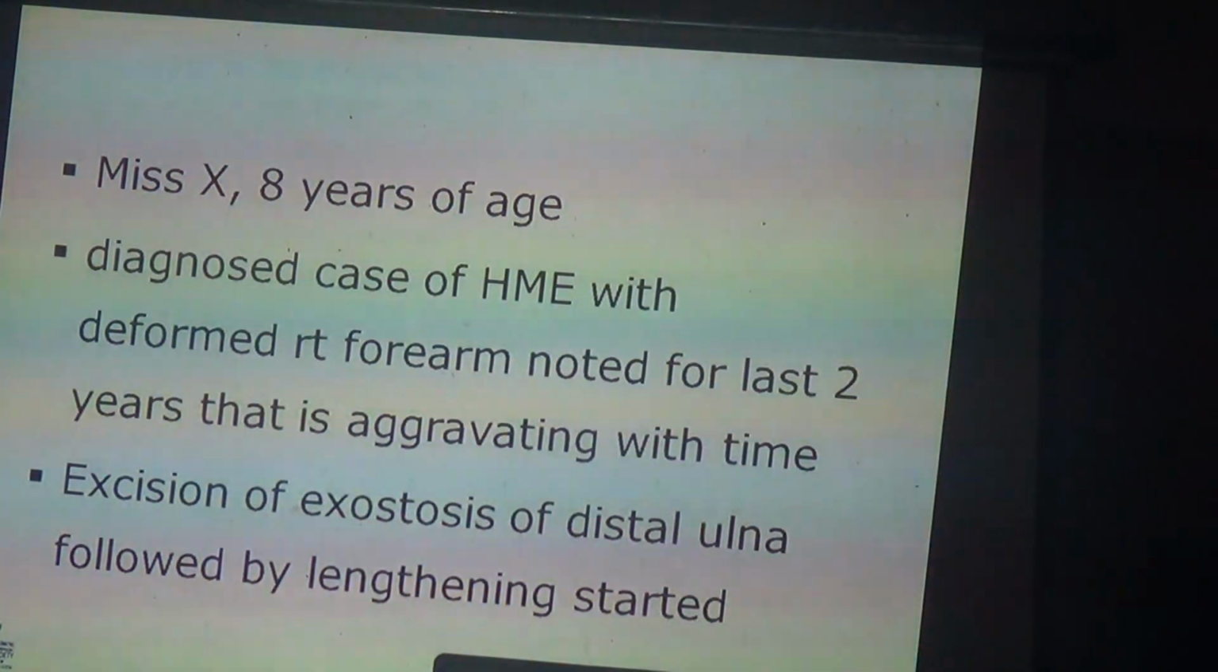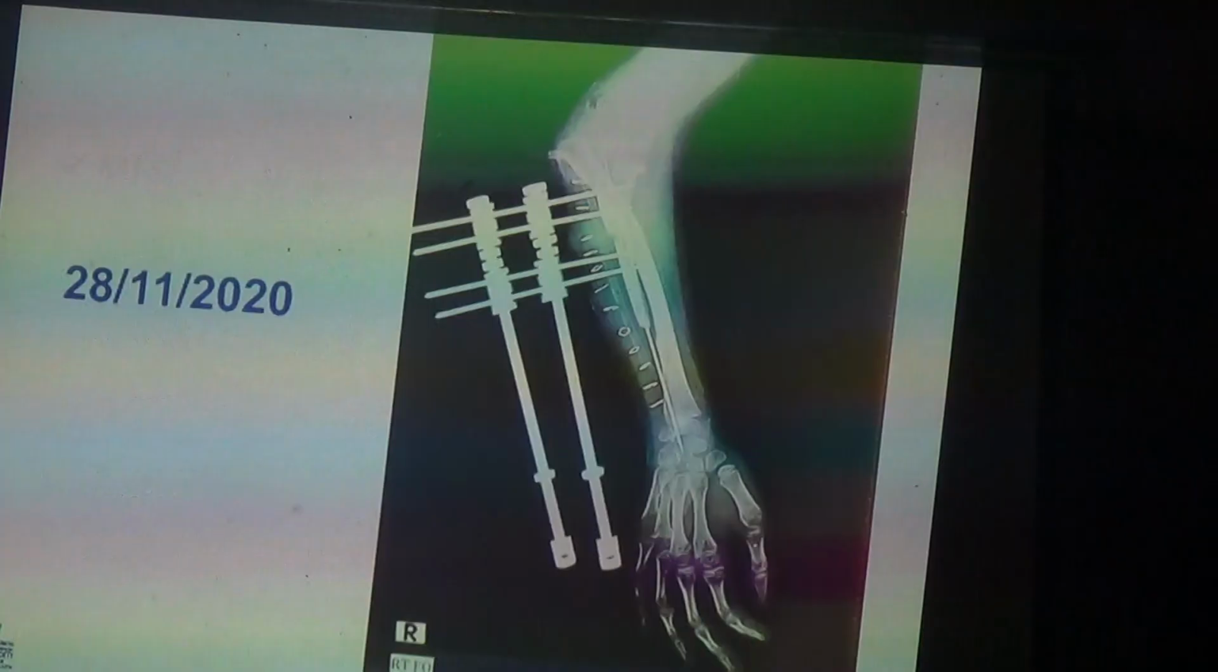So my patient is an 8 year old girl. She is already a diagnosed case of hereditary multiple exostosis, and for the last 2 years she started to have a deformed forearm at the wrist level, which is gradually aggravating with time. And we go by the traditional method. We excise the exostosis of the distal ulna and start lengthening it. So let's see what happens.